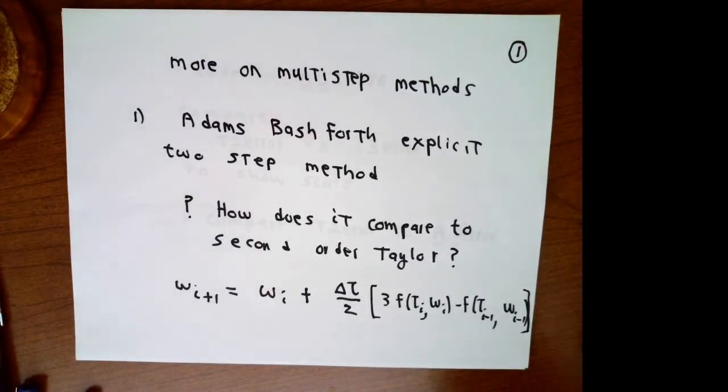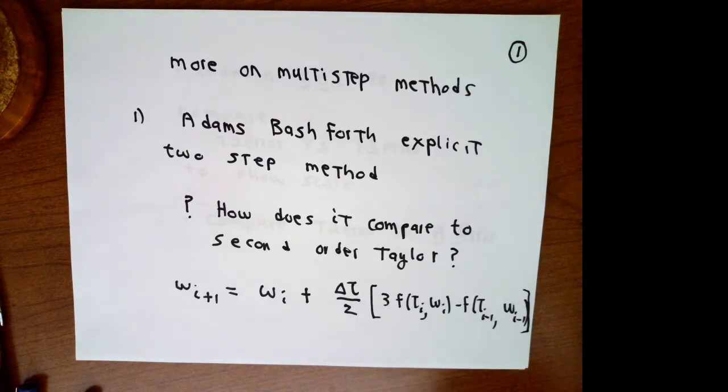Good morning. I'd like to talk some more about multi-step methods today. Previously, we had looked at a situation where we used not only the information at ti, but also at ti minus 1 in order to get an Adams Bashforth method.